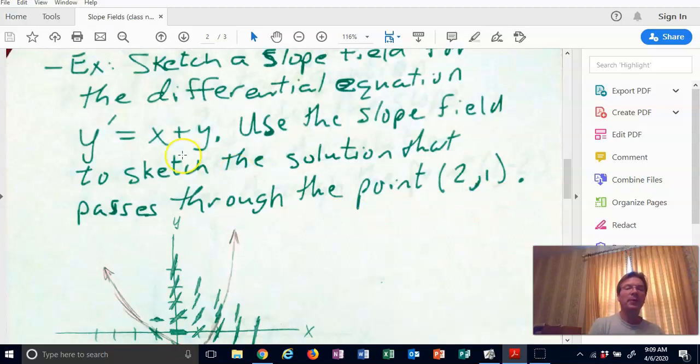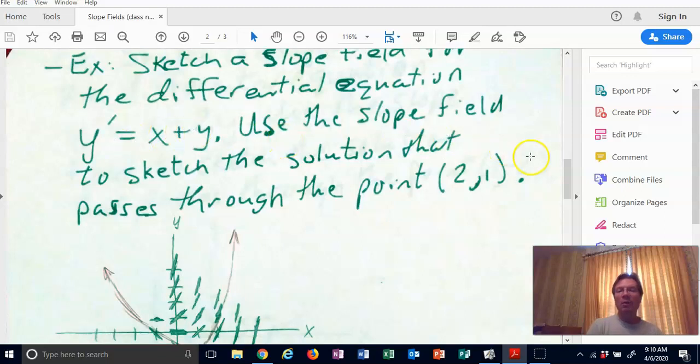So here's the deal. We're going to pick various x's and y's, graph them in the coordinate plane, and then take the x coordinate plus the y coordinate. If you add those up, that has to be equivalent to the slope. So we'll make a little line segment with the proper slope at the points, and we'll do that for multiple points and see what it all looks like.